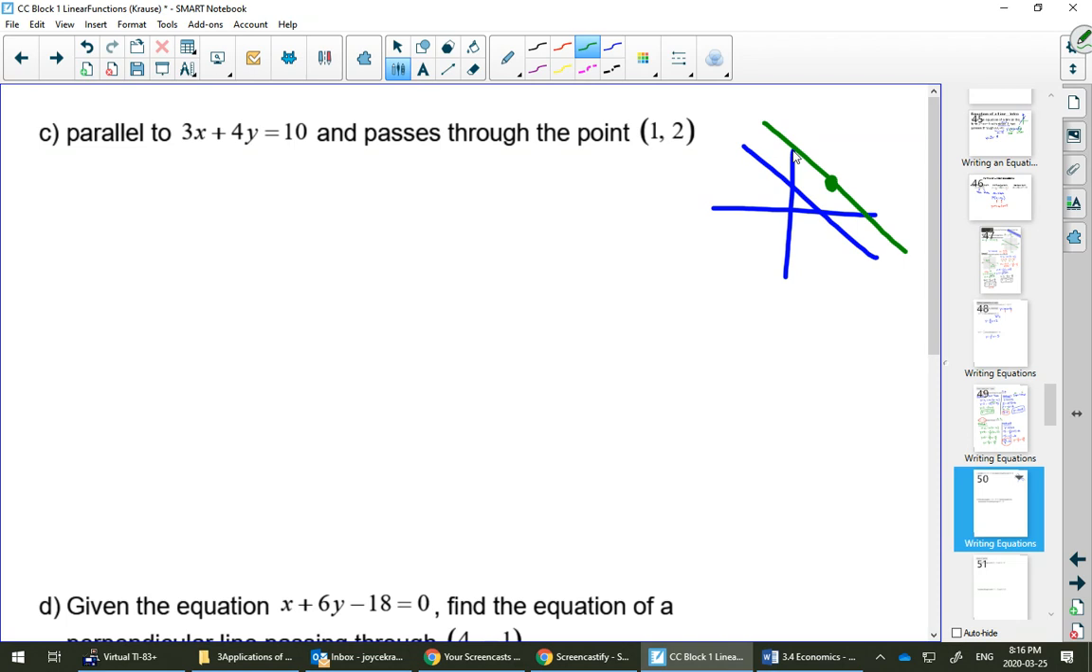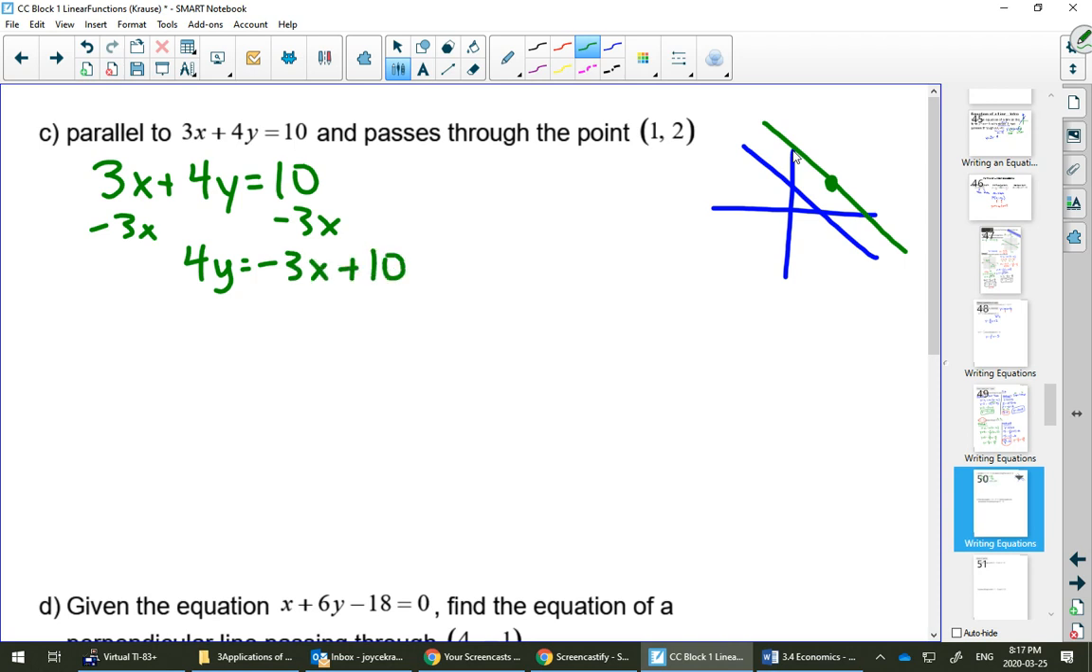So the first thing we have to do is find our slope. It doesn't matter which method we're using, we've got to find our slope. And so I'm going to rearrange that equation, 3x plus 4y equals 10, to solve for y. Subtract 3x, and 4y equals -3x plus 10.